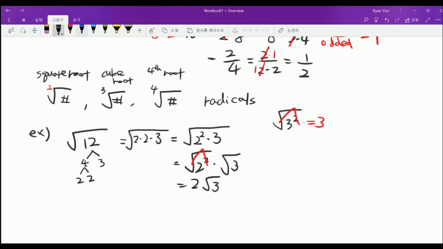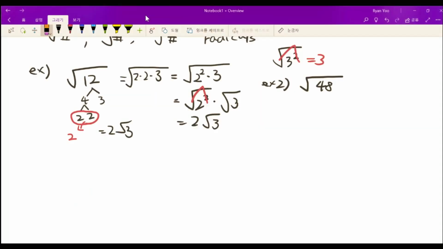There's another way. From the very beginning, you could do this. I found out 12 is 4 times 3, and 4 is 2 times 2. The moment you have a pair, circle that. When you have a pair, one of those two will come outside of the radical, becoming 2. And the one that does not have a pair will stay inside the radical. So it'll become 2 radical 3.